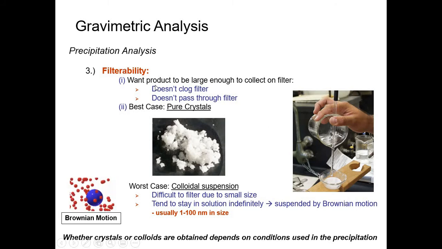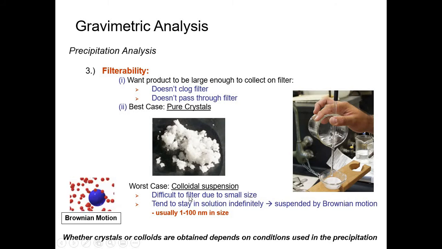So we want these products to be large enough to be collected on filter paper, so that they don't get into the pores of the filter paper, and they should not clog the filter, or pass through the filter. The best case is pure crystals, whereas the worst case is if you form a colloidal suspension. Colloidal suspensions are difficult to filter because their size is very small. That's why it's called a colloidal suspension.